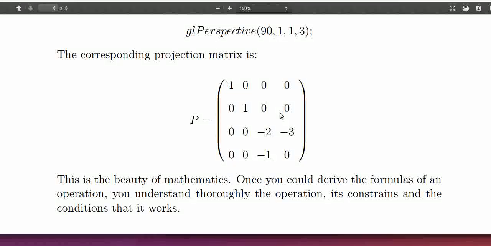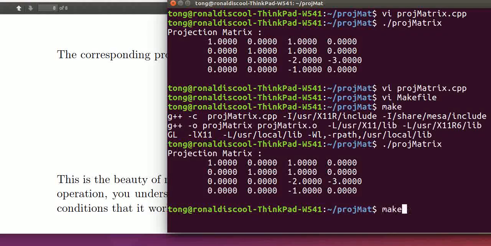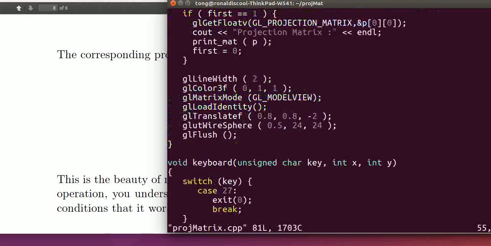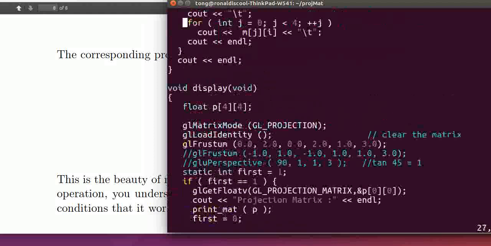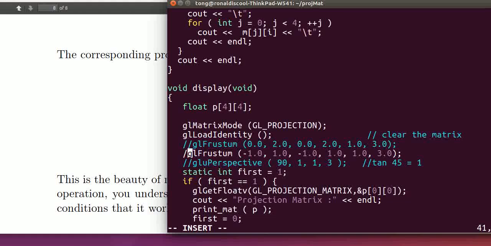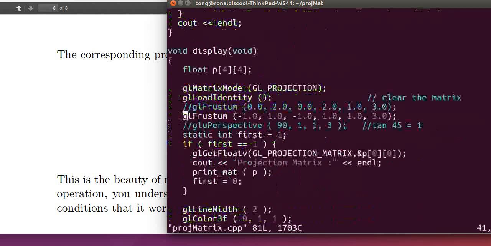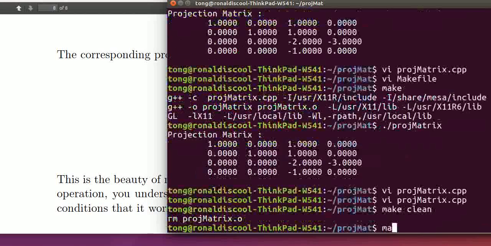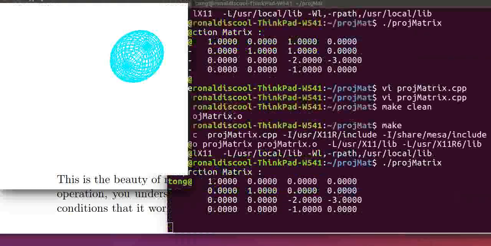Okay, now we can check this again. So we change our projection matrix. Okay, we comment this out. Okay, now let's try this first term first. So we have negative 1, 1, negative 1, 1, 1, 3. Okay, and we compile this. Okay, and execute. Okay, so you can see that that's what we have. Okay, all these are zeros. Okay, 1, 1, negative 2, negative 3, negative 1.